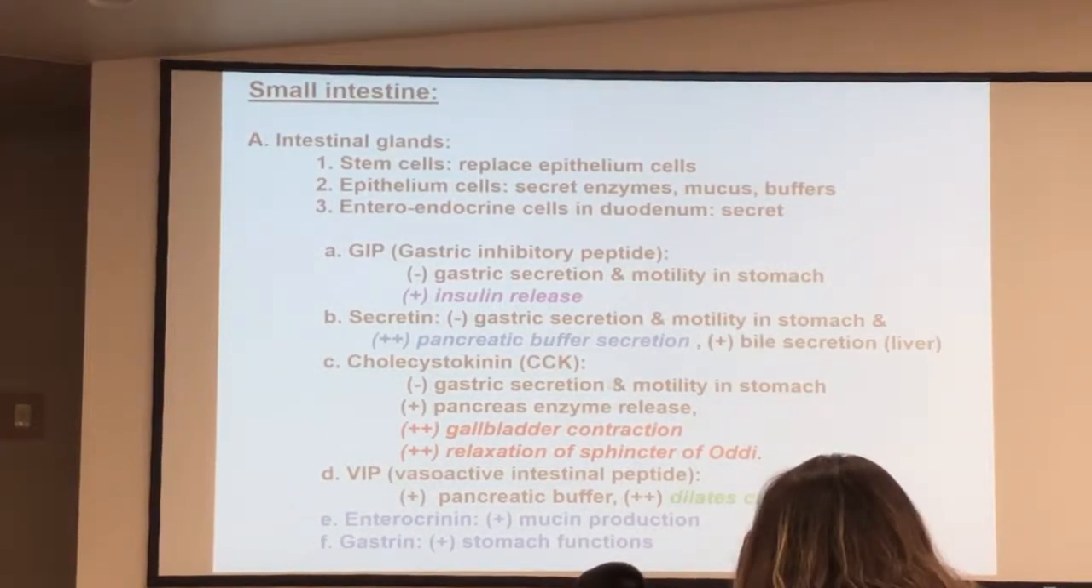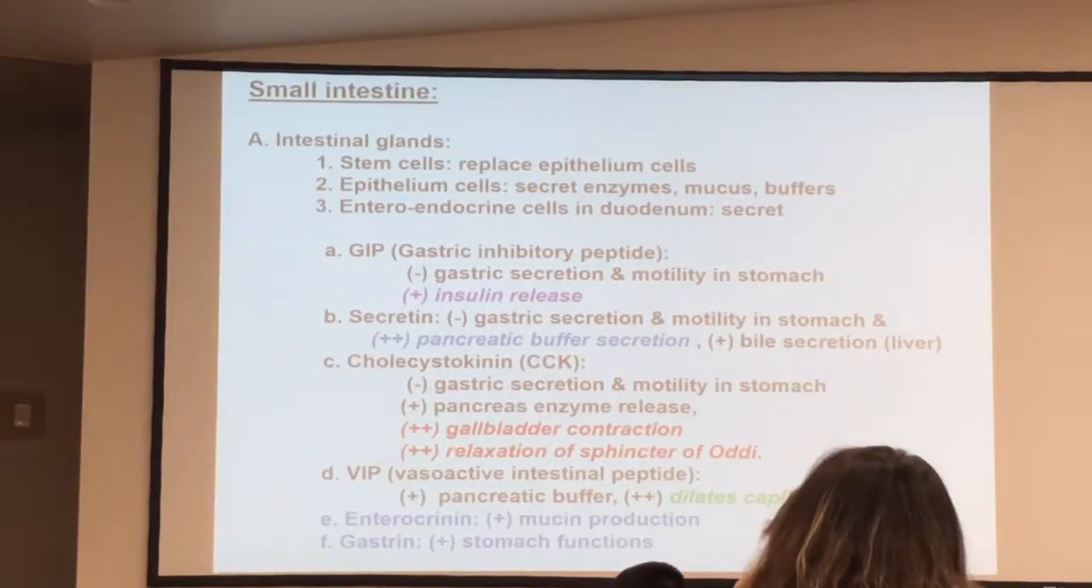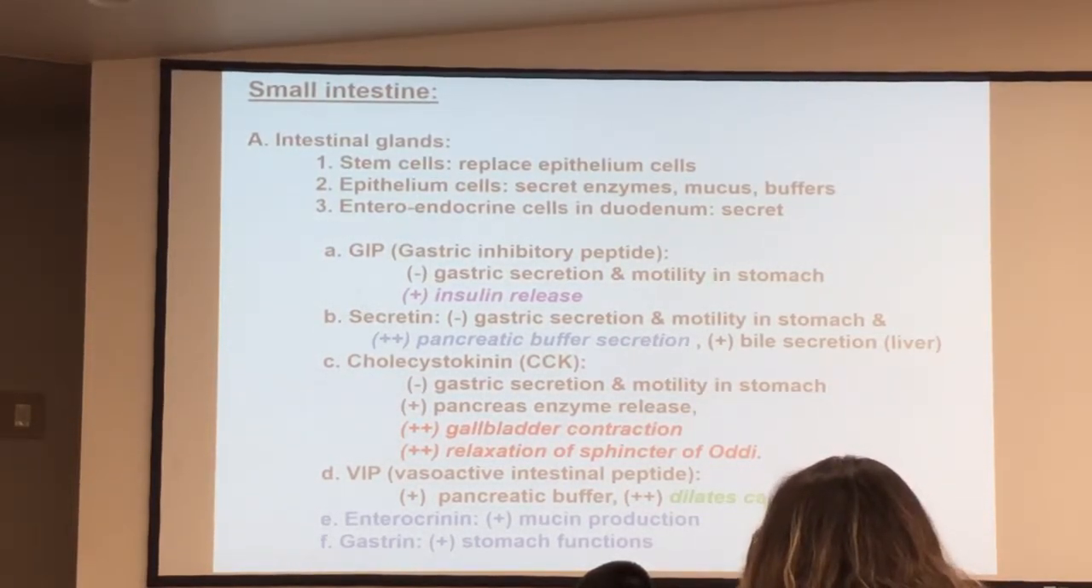Now let's move to the small intestine. We also have stem cells that replace epithelial cells roughly every week. Epithelial cells also secrete enzymes and buffer. Endocrine cells are very important. Now we go into detail. How many endocrine cells do we have? 1, 2, 3, 4, 5, 6.